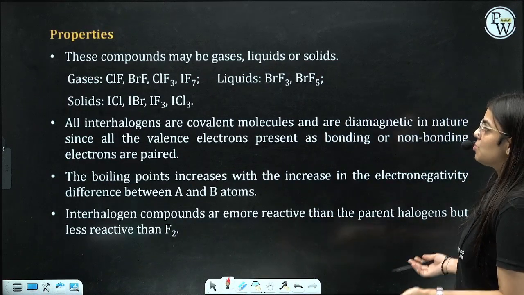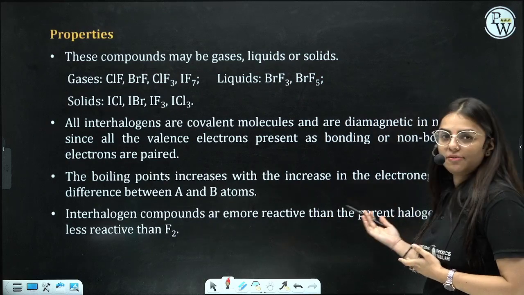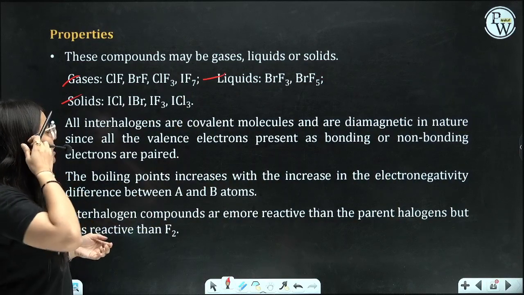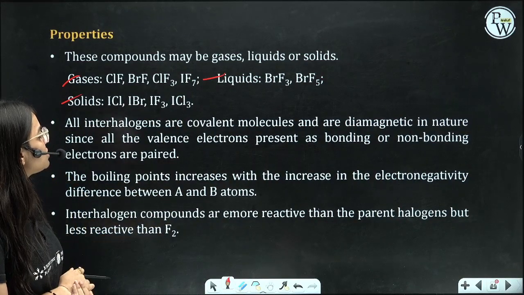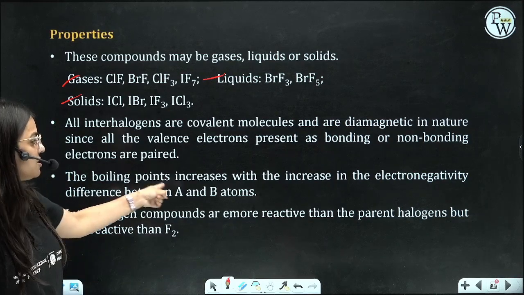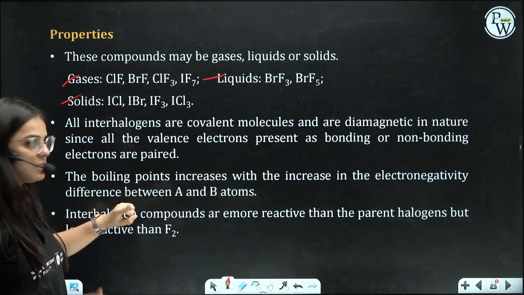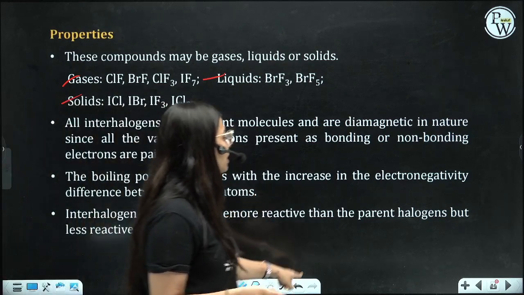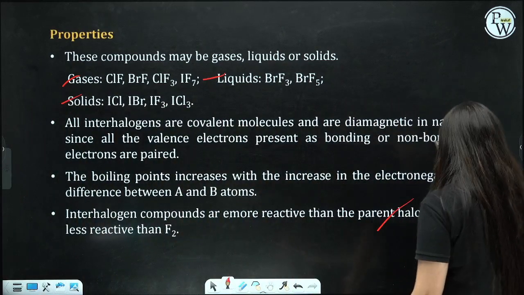Properties: these compounds may be gases, liquids or solids. They have given you which are gases, which are solid and which are liquid in nature, right? Interhalogen compounds are covalent molecules and are diamagnetic in nature, students. The boiling point increases with the increase in electronegativity difference between both A and B forming the compound. Interhalogen compounds are more reactive than the parent halogen but less reactive than F2.